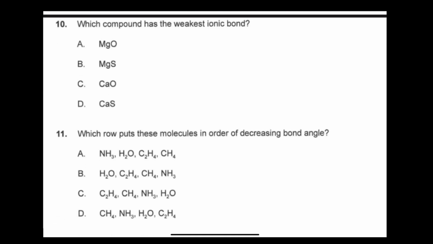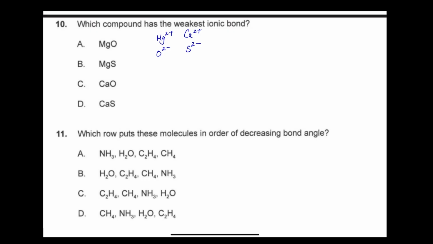Next one, which compound has the weakest ionic bond? So the ions here are Mg2+, Ca2+, O2-, S2-. So the ions have the same charges, Mg2+, Ca2+, same positive charge, S2-, O2-, same negative charge. So we cannot differentiate based on the charge. Next, we have to differentiate based on the ionic size. Because if you have bigger ions, the distance between two ions will be greater. If the distance increases, the force of attraction will decrease.